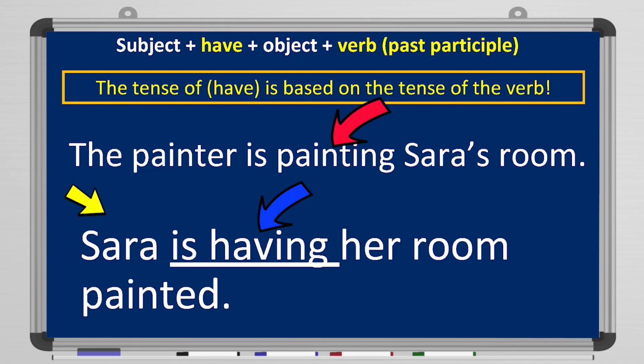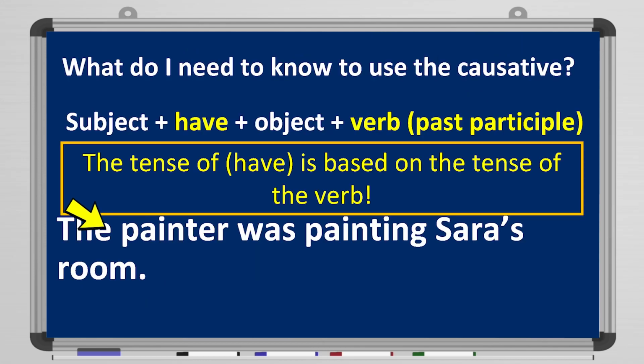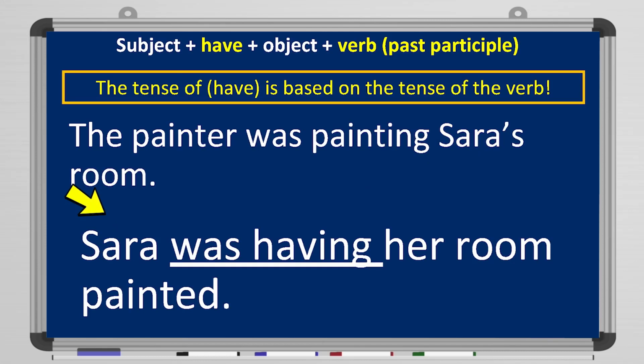Let's look at another example. The painter was painting Sarah's room. Now, notice it was painting. So what will it be? Sarah was having her room painted. This is as easy as it can get. You have the equation, try to fill it in and change the tense of have accordingly.